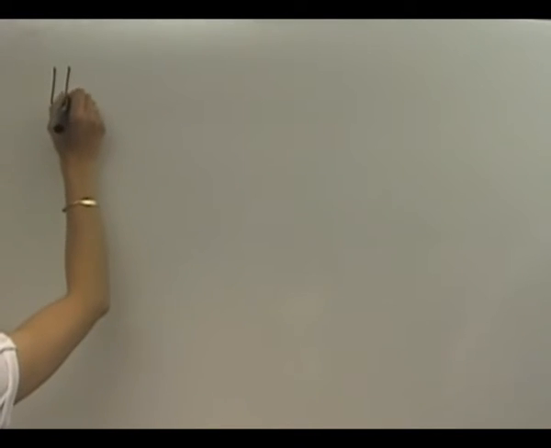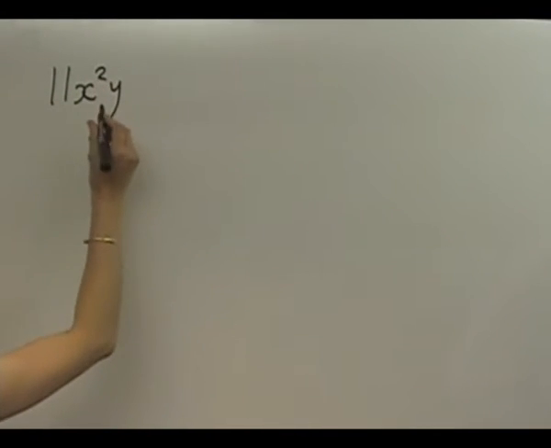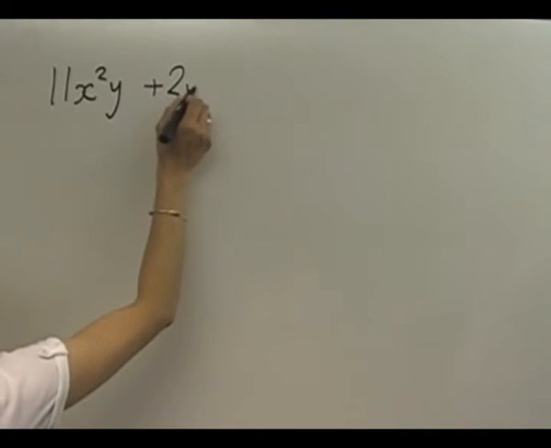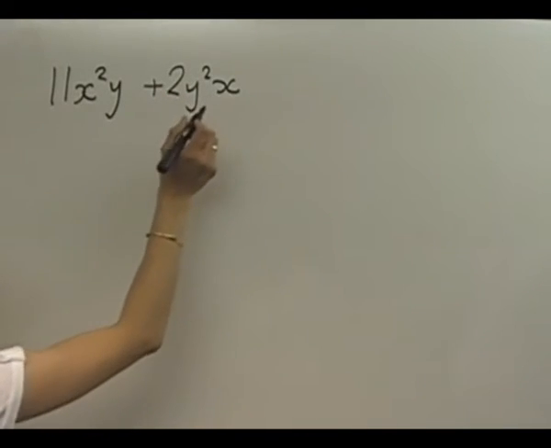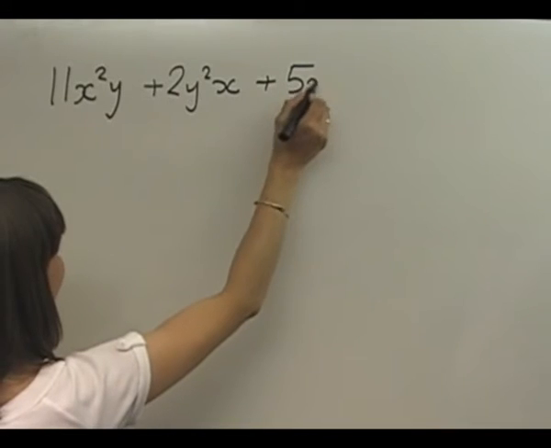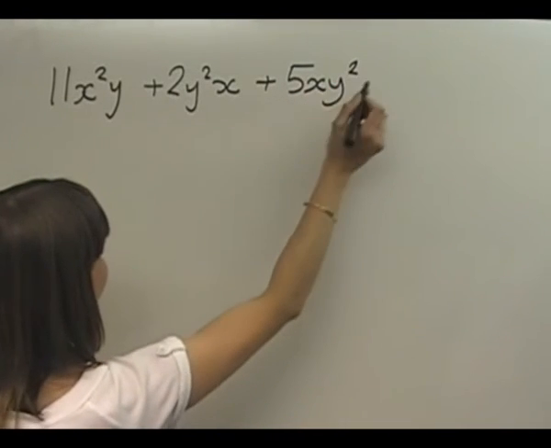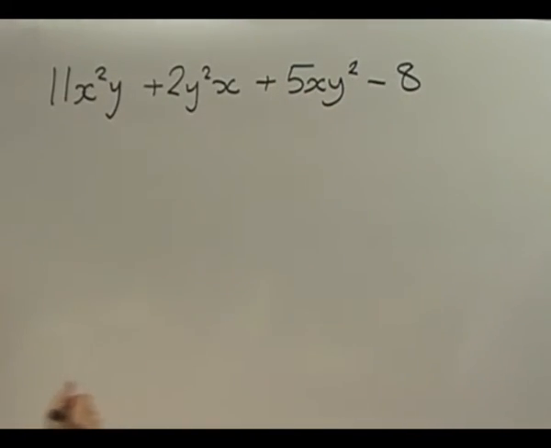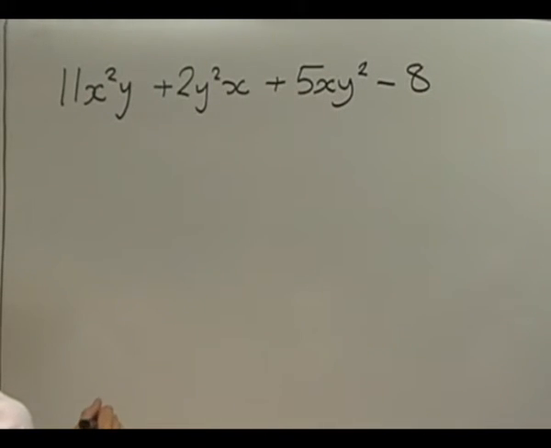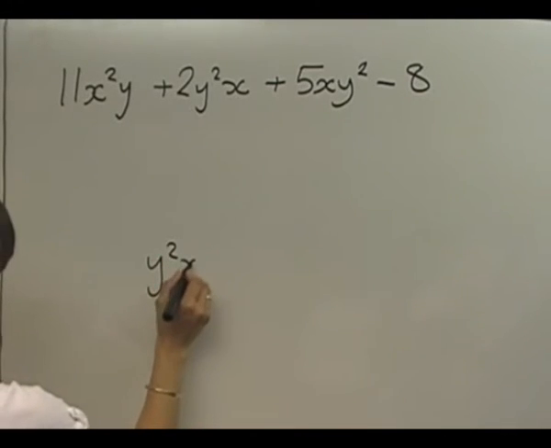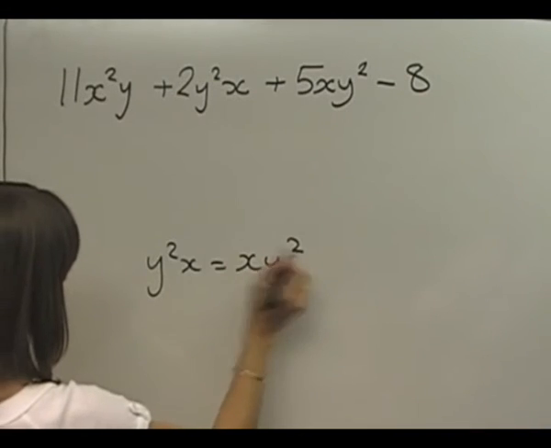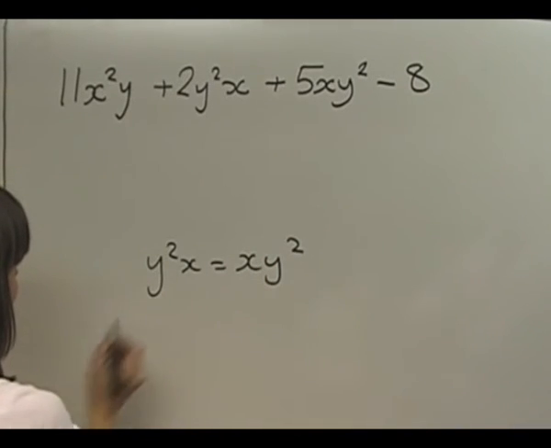11x squared y, add 2y squared x, add 5xy squared, take away 8. So you've just got to be careful here that you pick out the terms that are the same as each other. So x squared y is clearly not the same as y squared x, but y squared x is the same as xy squared, because you can turn them around because they're multiplied.